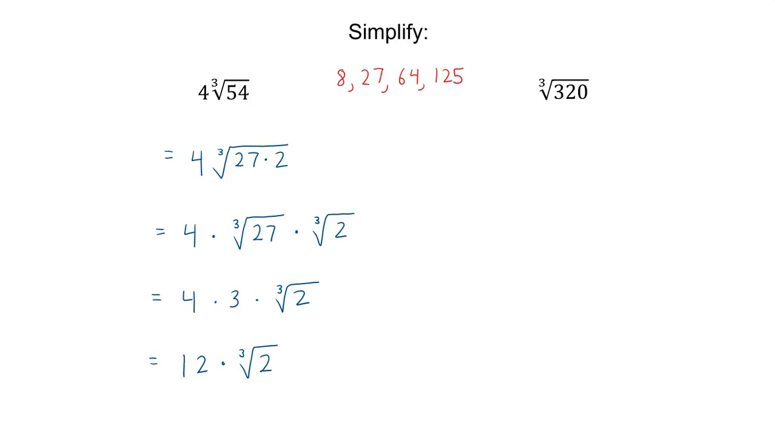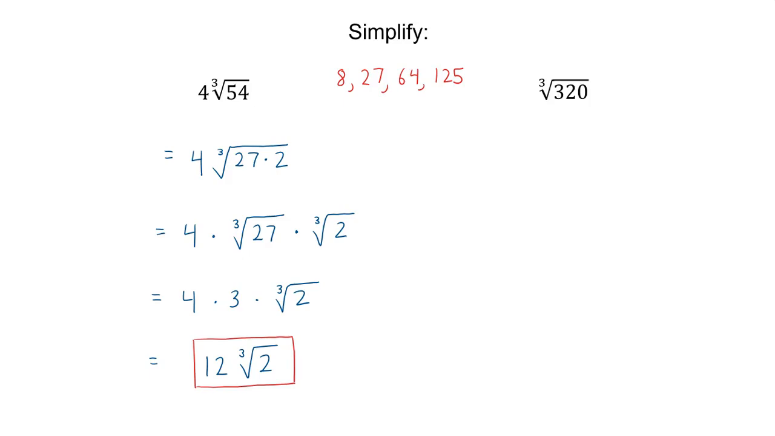Now we have to look at the cube root of 2 and ask ourselves, is the cube root of 2 a fully simplified radical expression? Well, 2 is not a fraction. It's not a negative number. It's not a radical in the denominator of a fraction. And it's not divisible by any perfect cubes other than 1. So yeah, the cube root of 2 is a fully simplified radical expression. And 4 times the cube root of 54, when fully simplified, is the same thing as 12 times the cube root of 2. Let's look at the example over on the right, the cube root of 320.